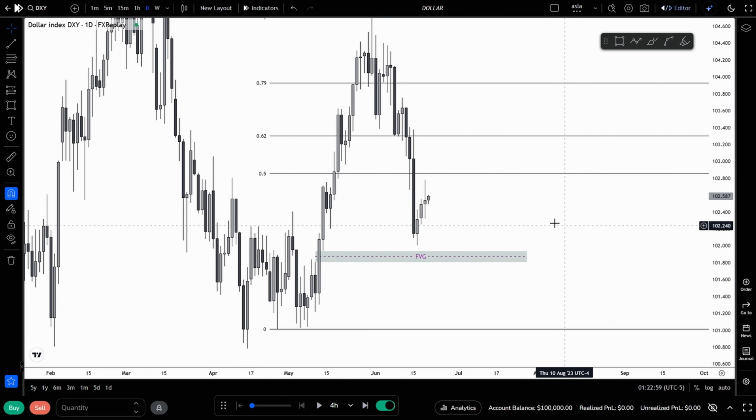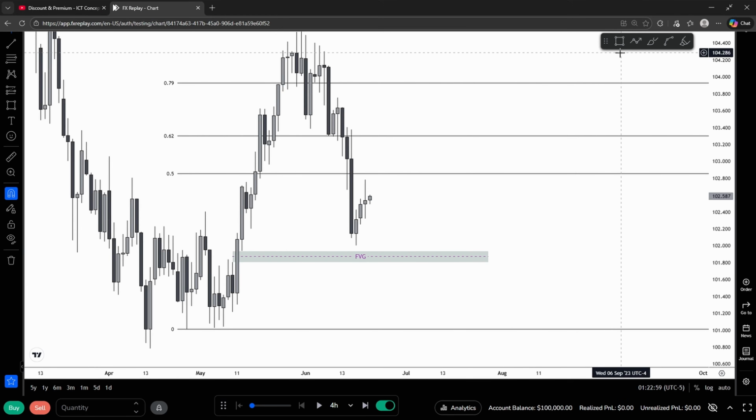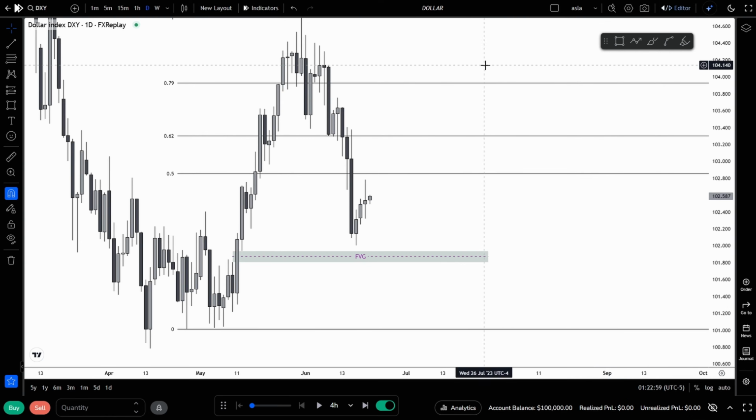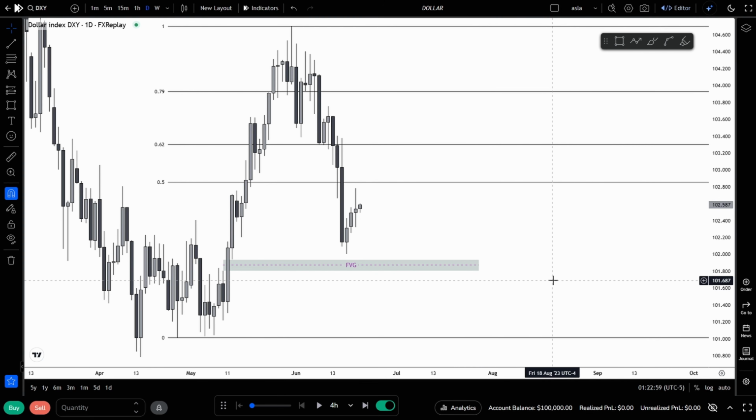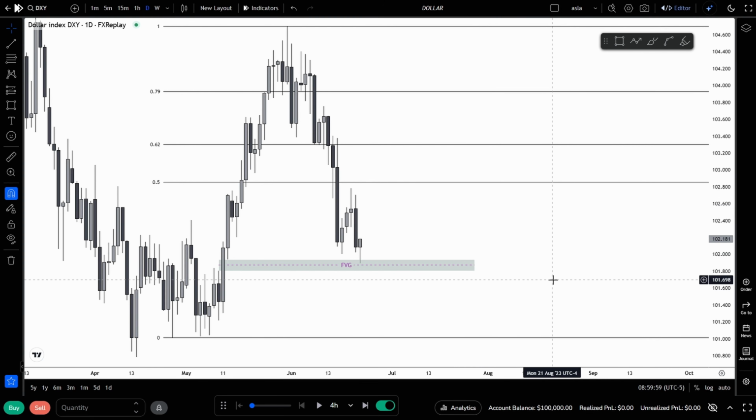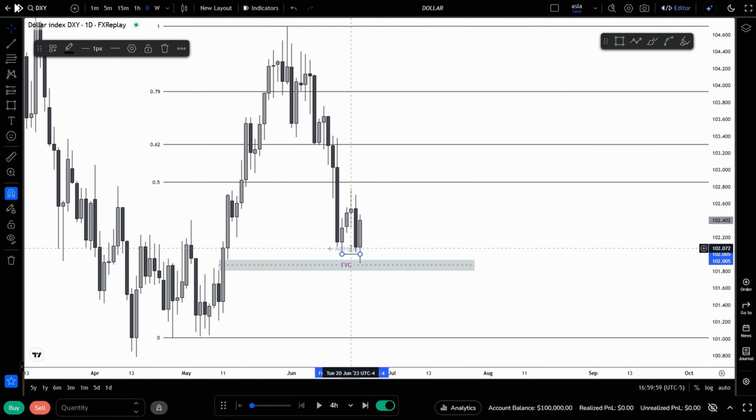Instead of buying randomly, we let price retrace into that discounted imbalance. As we let price play out, we can see that it does exactly that. It trades down into the discount fair value gap. That is our first reaction point.